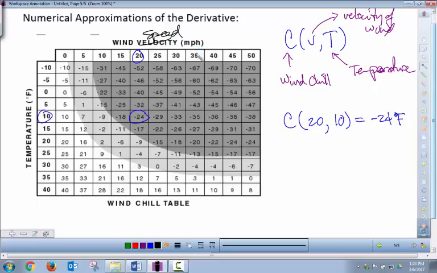All right, so let's put some context into our partial derivatives. So we know what the wind chill factor is when the wind is blowing 20 miles per hour and it's 10 degrees outside. We know that it feels like negative 24 degrees Fahrenheit. So now let's figure out what this means. What does the partial of C with respect to V of 20 comma 10 mean?